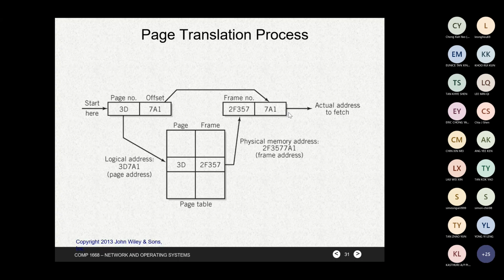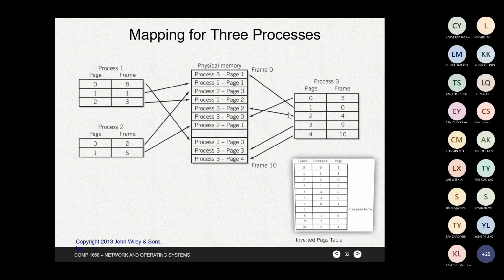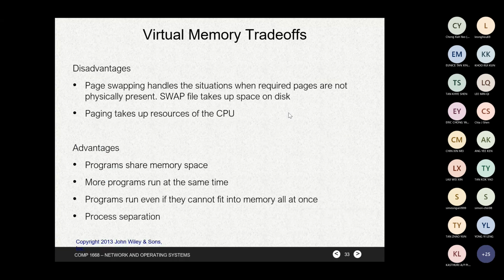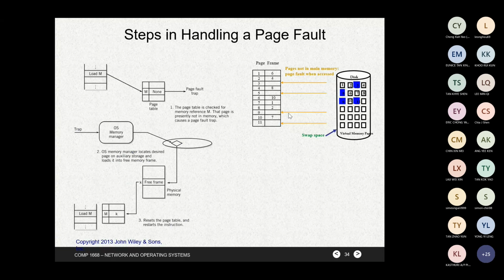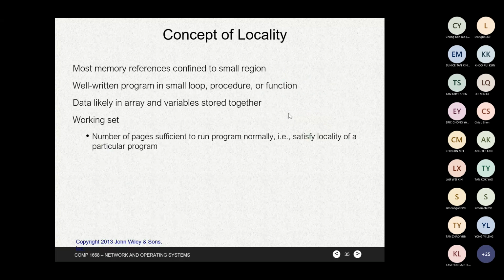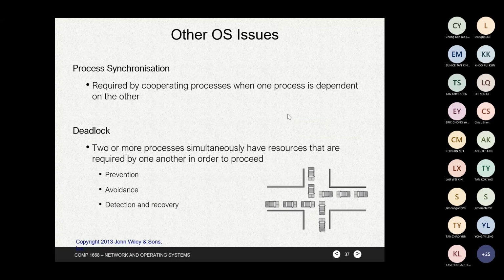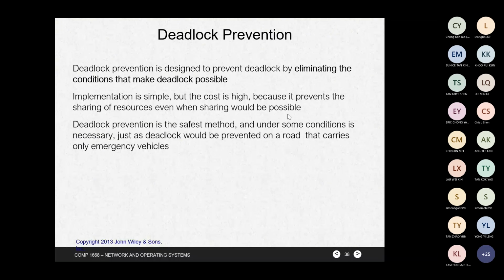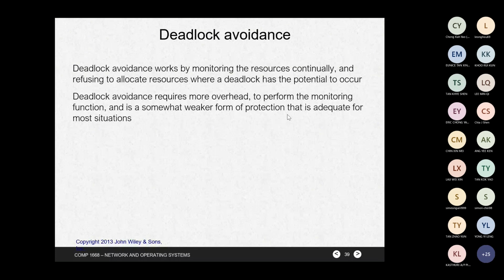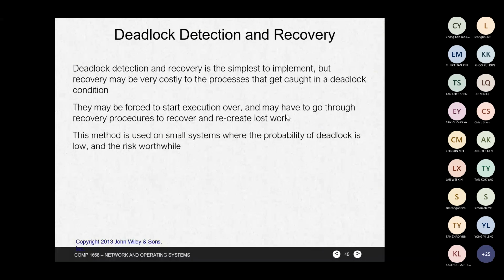Page translation process, mapping, mapping of process or various processes, virtual memory trade-off, advantages and disadvantages, handling page fault, locality, page replacement algorithm, and other OS issues that we have discussed either during your diploma levels or basic levels, such as what is process synchronization, deadlock, how to avoid or prevent deadlock, how to detect and recover if it happens.